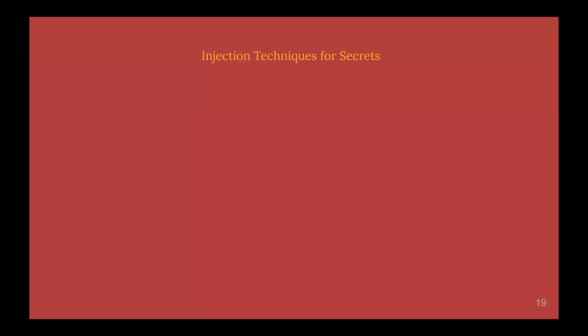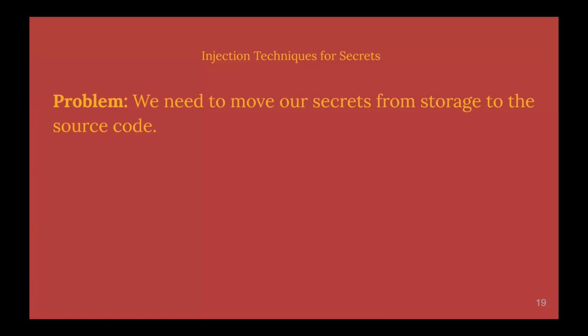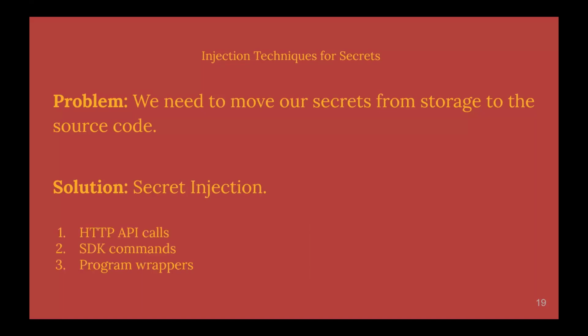Thanks, Taron. So far, we've covered the importance of secure storage, but we now have a problem. How do we transfer these sensitive secrets to where they're needed within a software application? What does this transfer process entail? And how can we prevent unauthorized interception during transmission and make the transfer process as seamless and effortless as possible? The solution to this problem is called secret injection, which can be implemented through several standard methods. The three primary implementations for secret injection are HTTP API calls, SDK commands, and program wrappers.